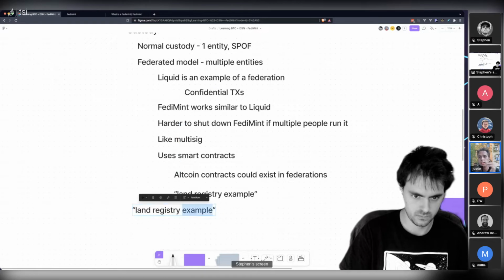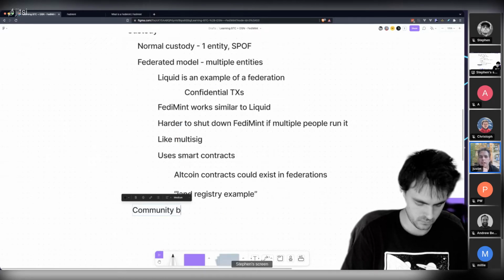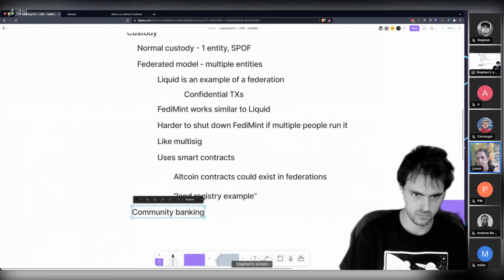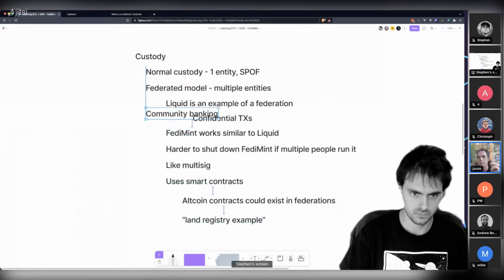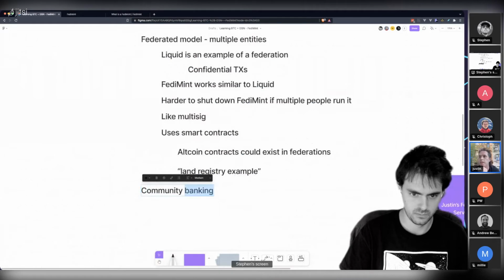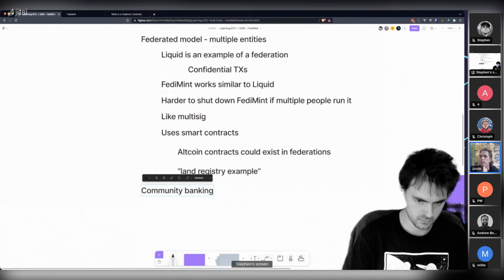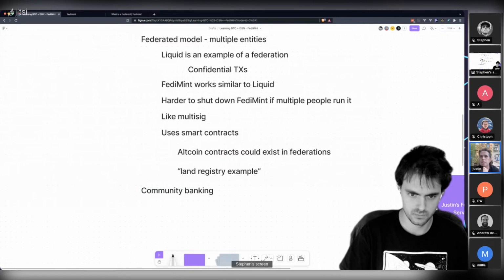Last week a company announced Fedi, fedi.xyz. We're not going to talk about that on the call, but it's just an example of the use case: community banking. They try to actually deploy these in areas that really don't have much of a financial infrastructure like we have in the West.